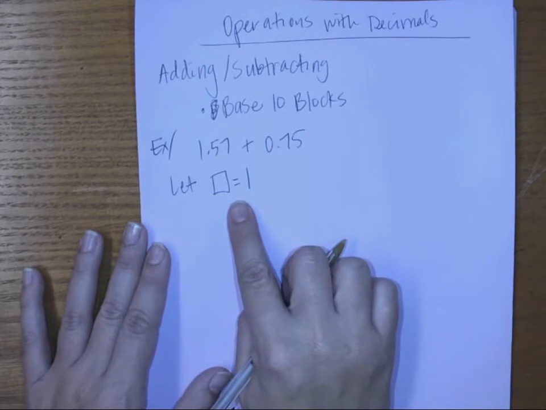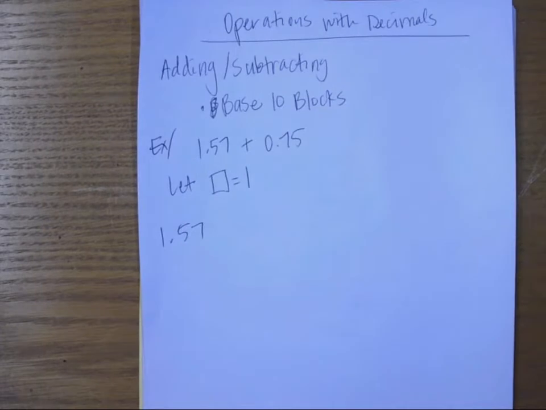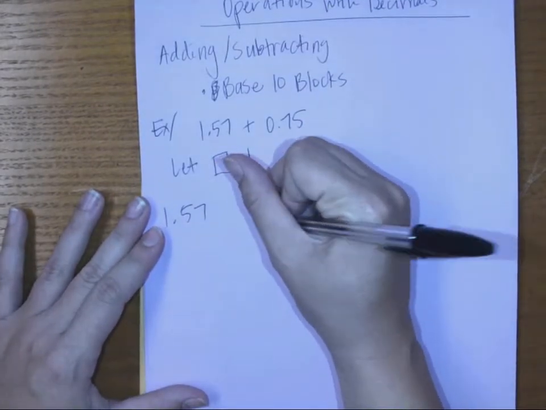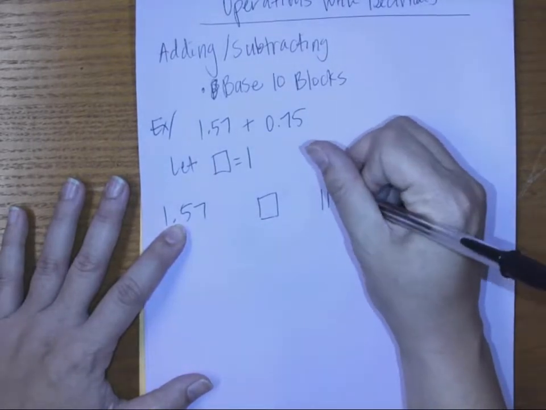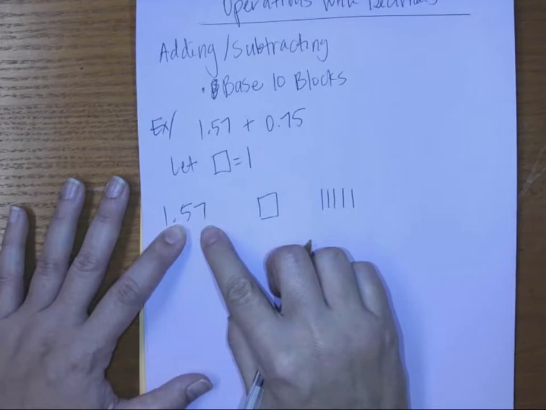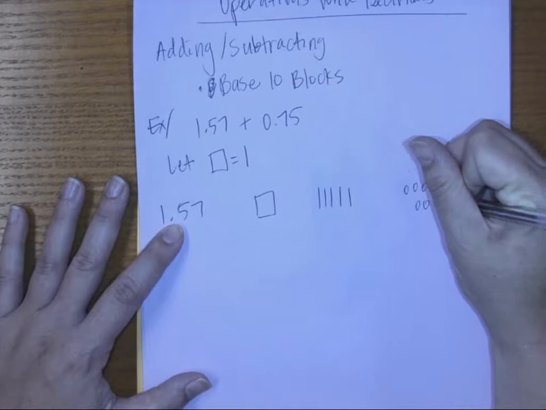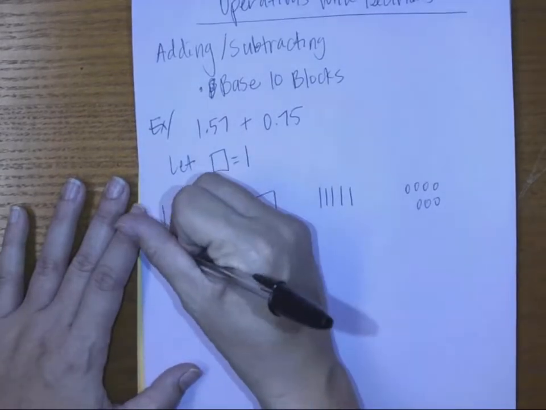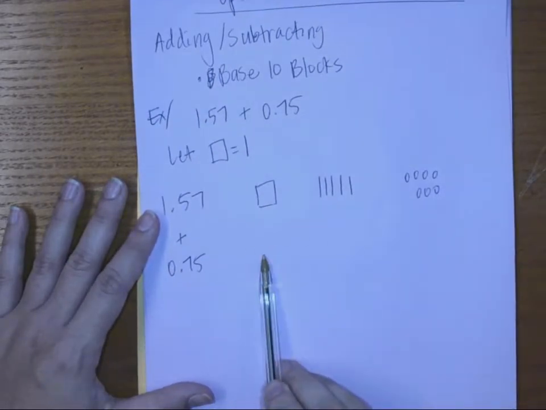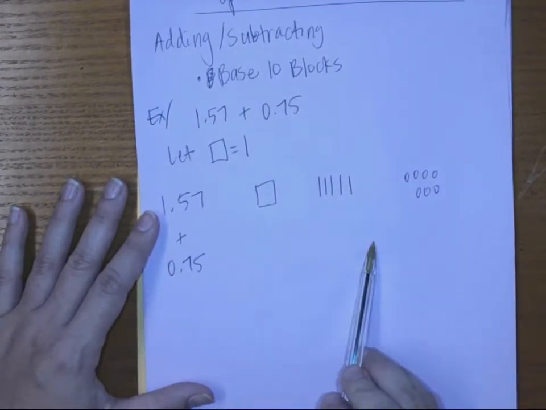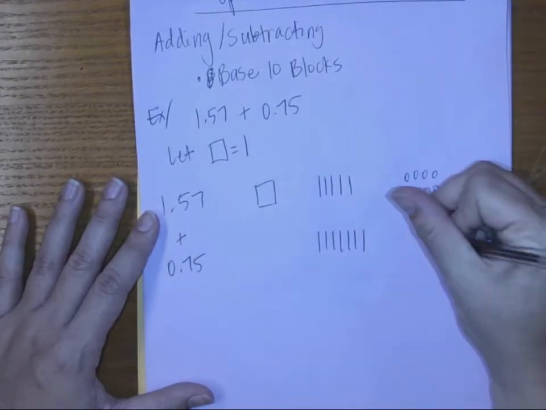So if the flat's the whole, and you have to make sure you define this, 1 and 57 hundredths would be one whole. The longs would be your tenths, so 5 longs. And then 7 of the units would be the hundredths place. 1, 2, 3, 4, 5, 6, 7. And if I wanted to add to that 75 hundredths, I would have 0 wholes, which would be the flat in this case. I would have 7 longs, and then 5 units.